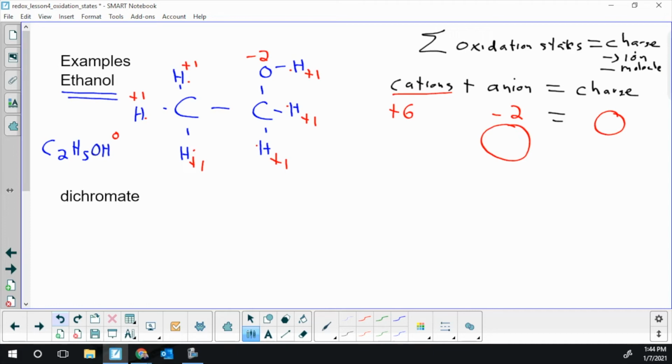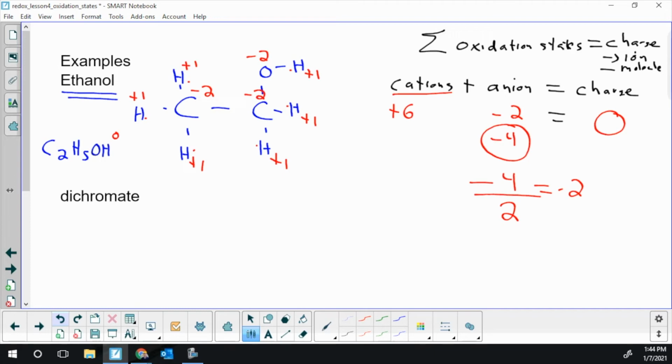Yeah, we need 4 more. We need -4, +6, -2, -4, that would sum up to 0. So the oxidation states of the carbons must add up to -4. But we have 2 of them, so they must be -2 each. This one must be -2, and this one is -2.